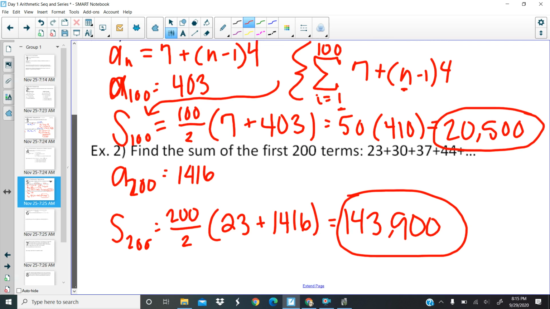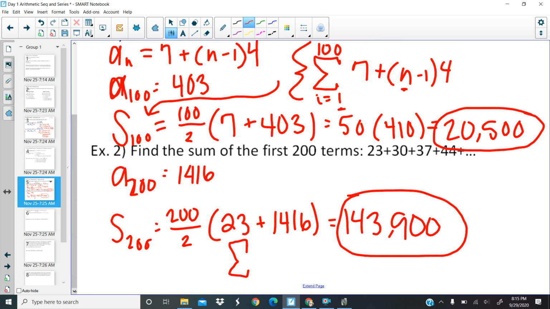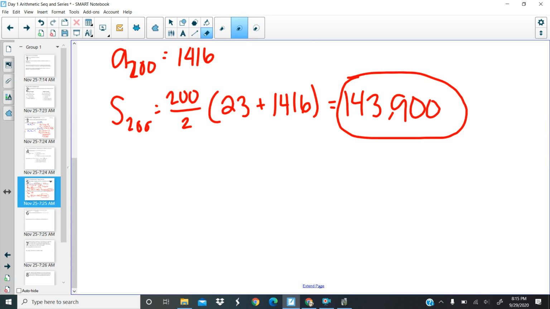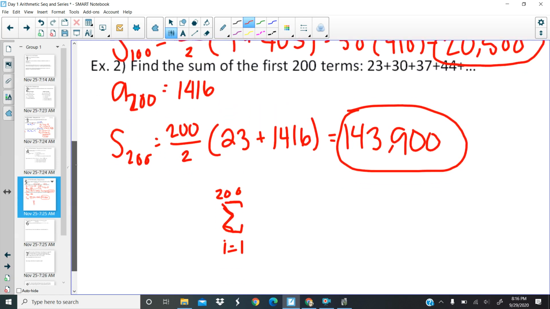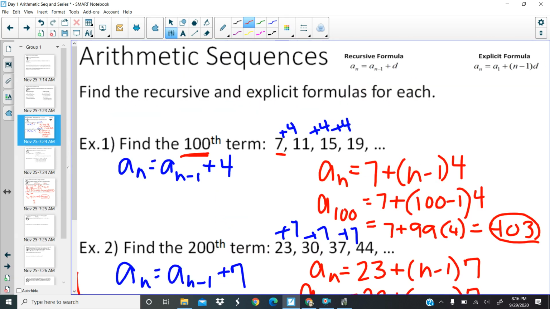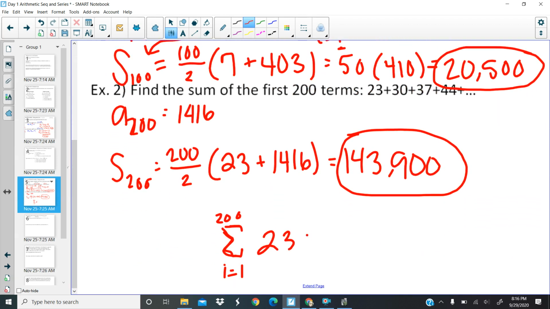And then if you were writing it in sigma notation, then you would have sigma. And I need to write that a little lower so that I can write the number on top. So you would have sigma, and then the first term was 1, the last term was 200, and then the explicit formula that you would want to put in there was 23 plus n minus 1 times 7. So that would be in sigma notation, and it would still just equal that same 143,900.